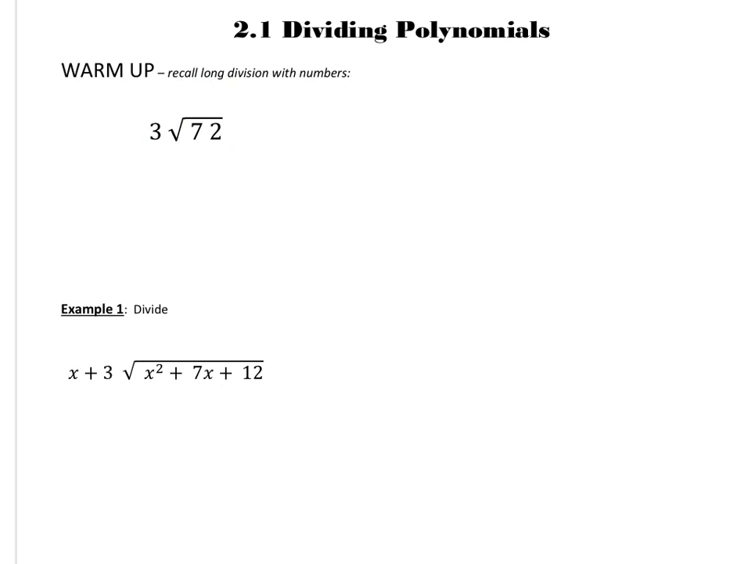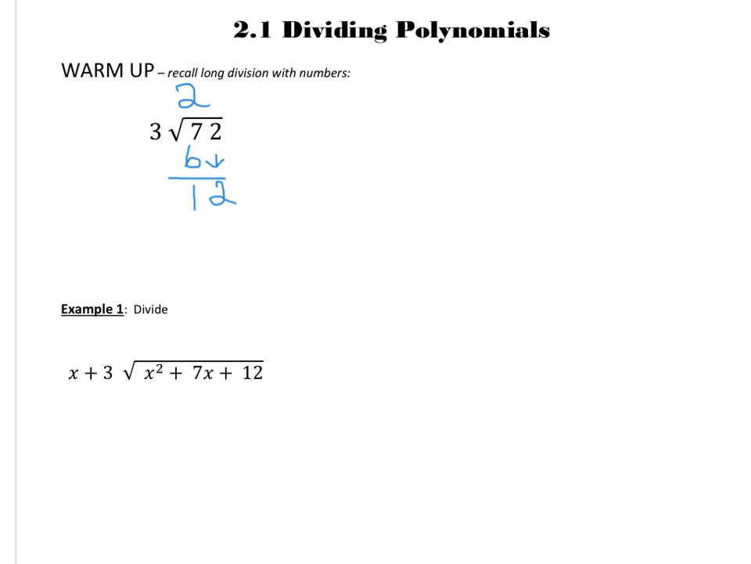So first thing we're going to do is we're going to take the 7 divided by the 3. So we know 3 goes into 7 2 times. So we're going to write our 2 up here. And then we're thinking 2 times 3 equals 6. So that leaves us with 1 left over. Our next step is we're going to bring down the 2. And then we're going to start our thinking again.